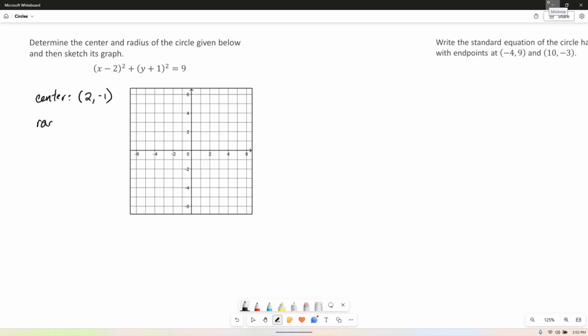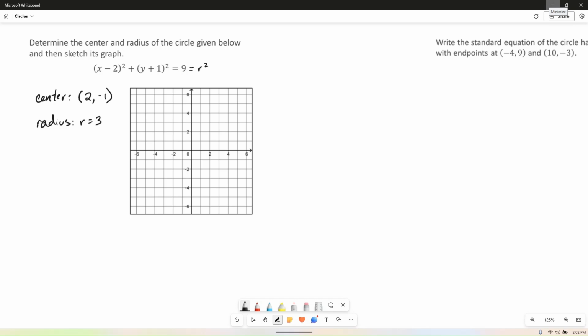And our radius, remember the equation is equal to r squared. So that means r squared is equal to 9, which means our radius r is equal to 3. So our center is at 2, -1. The radius is 3. We now want to sketch the graph of the circle.